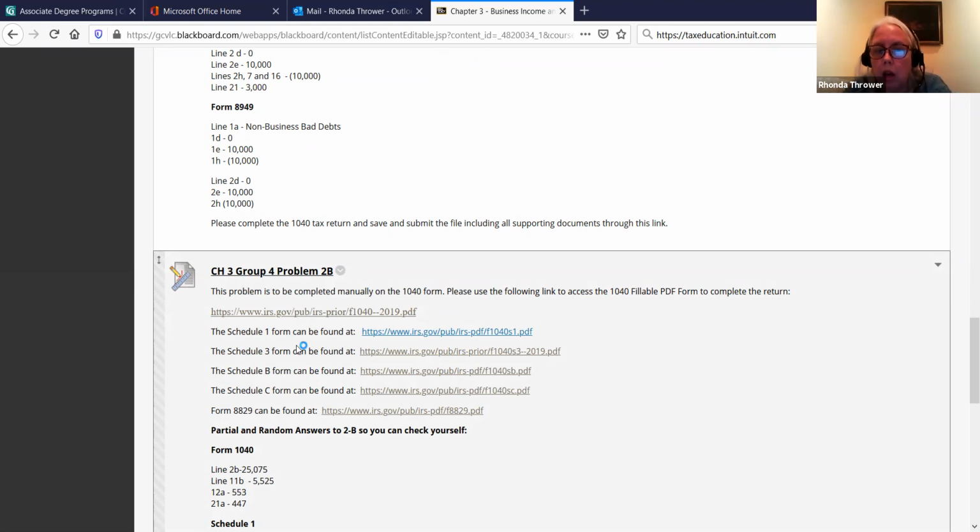And unfortunately, you don't have the instructions for this right here. So what we're going to have to do is go to the chapter and find the instructions for this. But these are the forms, and I've added this form right here. Hopefully this is going to work tonight. We're getting ready to see.